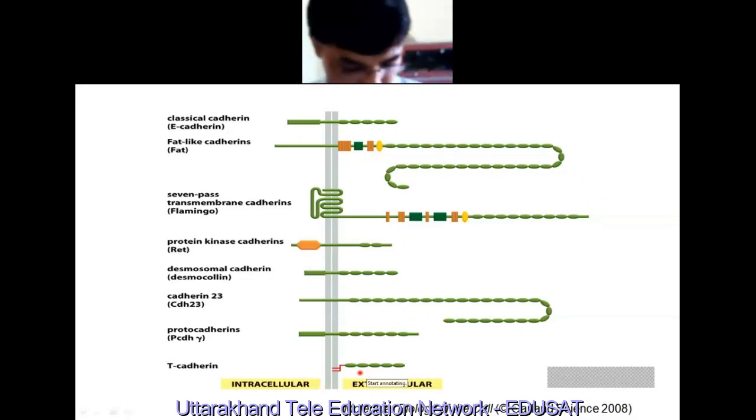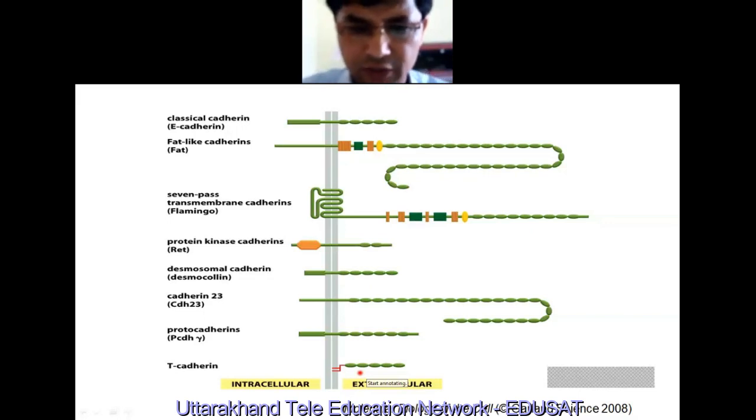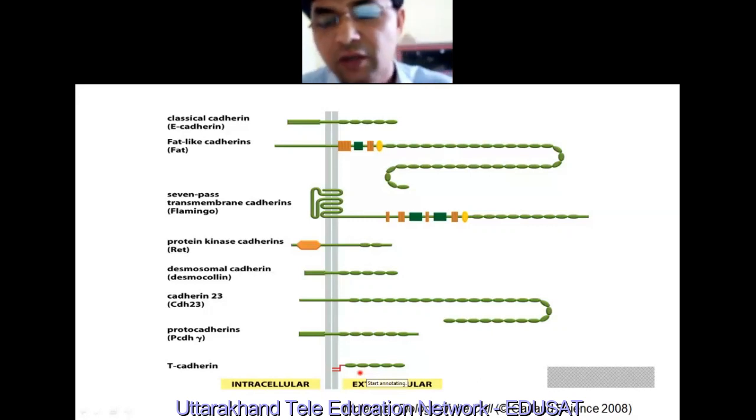Why is it called a non-classical cadherin? It is on the basis of sequence diversity. In classical cadherins, the sequence diversity is very less, meaning there is more homology, and in non-classical cadherins the sequence diversity is more. You remember it in that way.